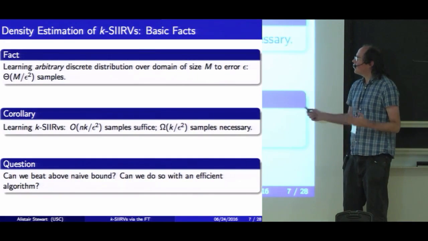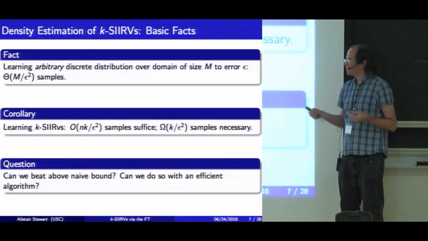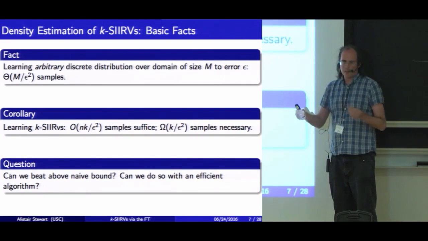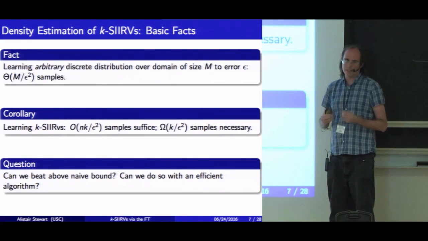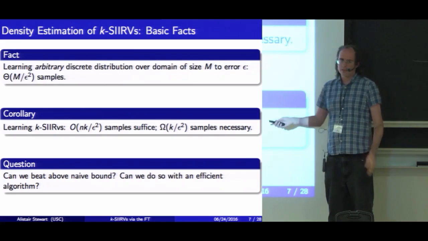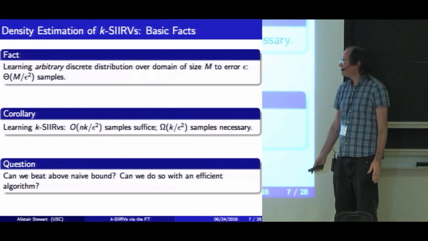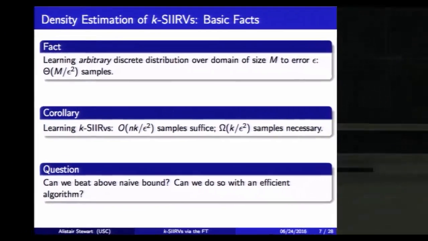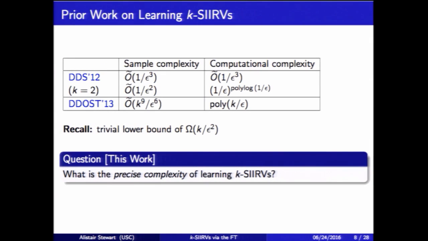Now, if we try to learn an arbitrary distribution with the support of a K-SIIRV, which is about n times k, we need nk over epsilon squared samples. Note that when n is equal to 1, we actually have an arbitrary distribution over the integers between 0 and k minus 1, so we're going to need at least k over epsilon squared samples to learn this. And previous work has shown how to do this independently of n.